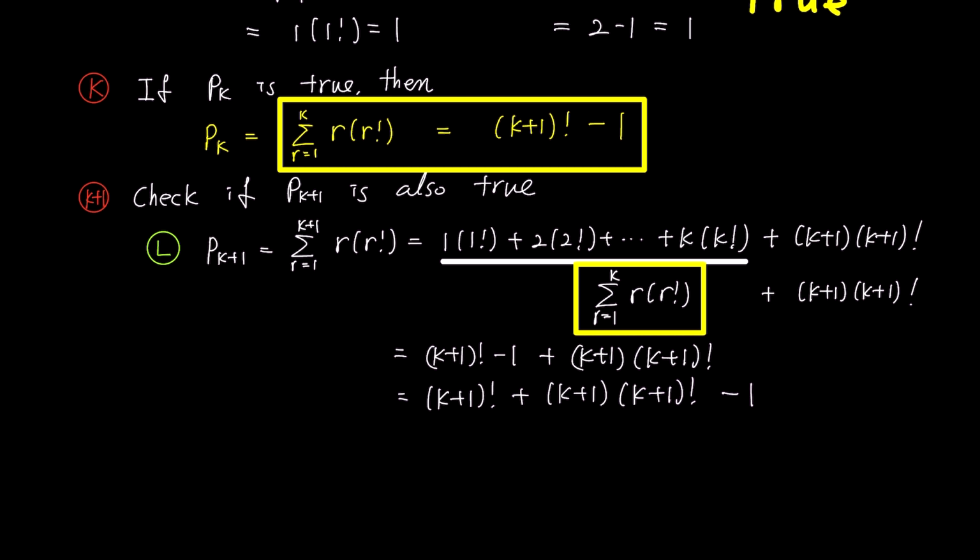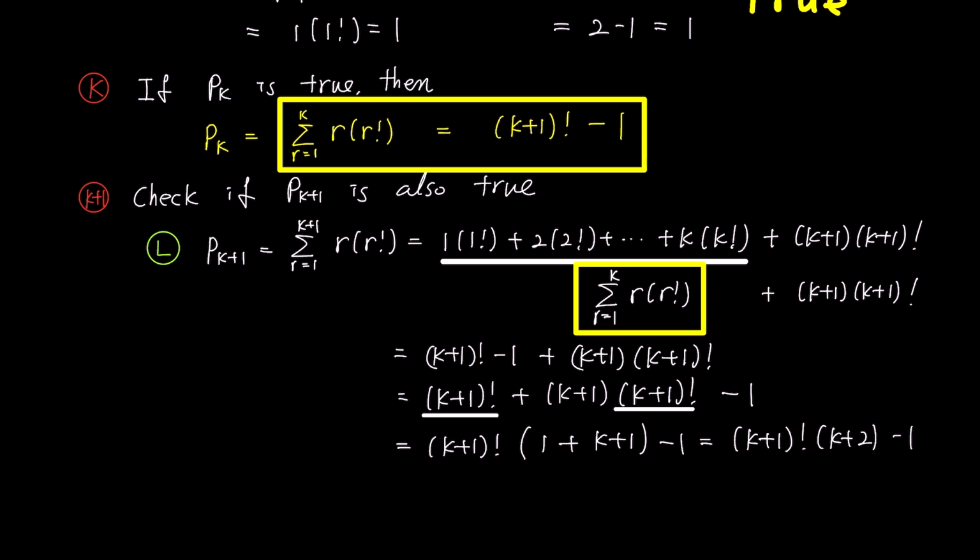In this expression, the underlined k plus 1 factorial is a common factor. So factorizing it out, we have k plus 1 factorial times 1 plus k plus 1, minus 1. And simplifying the expression, it becomes k plus 1 factorial times k plus 2, minus 1. Since k plus 1 factorial times k plus 2 can be written as k plus 2 factorial, the left side ultimately becomes k plus 2 factorial minus 1.